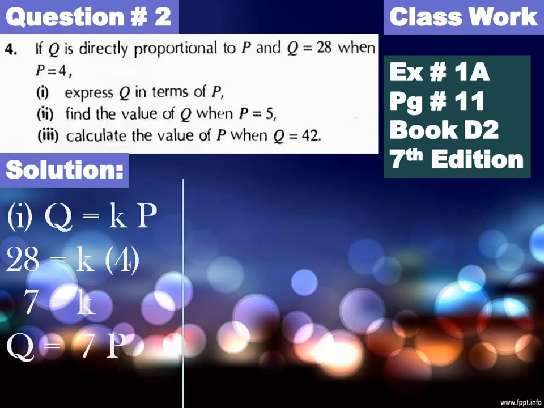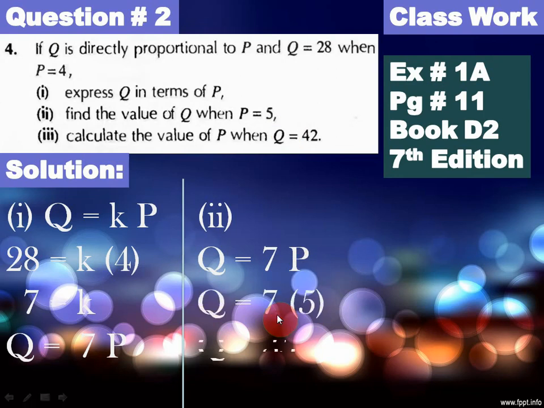Next, moving on, part number two. The equation is q is equal to 7 times p. It says to find the value of q when p is 5. So just put the value of p in this equation, and you get the answer, which is 35. q is equal to 35.